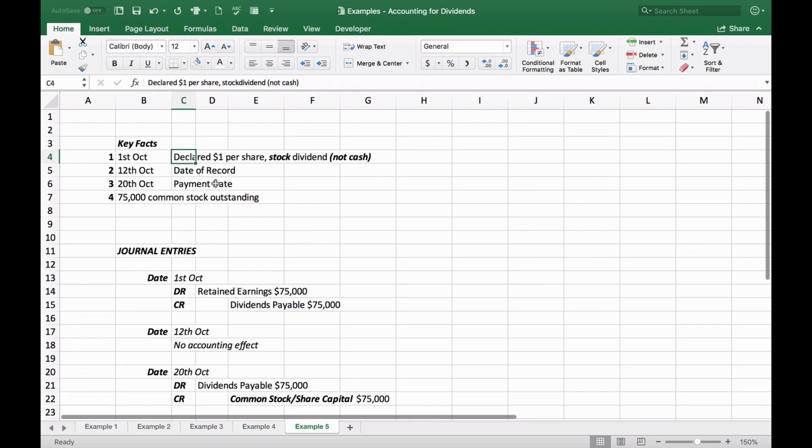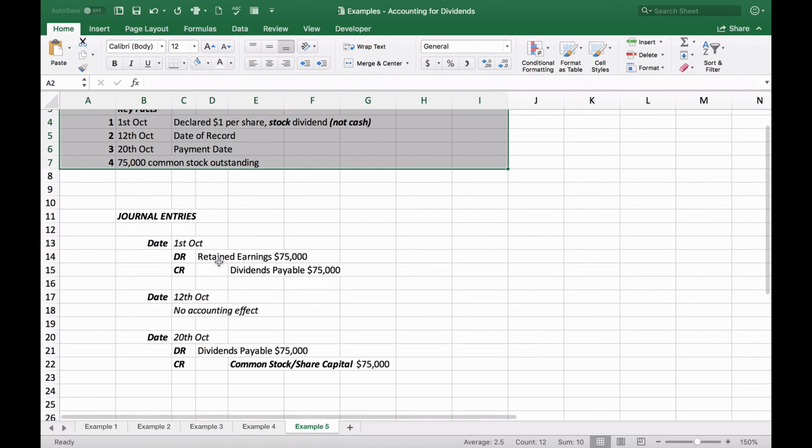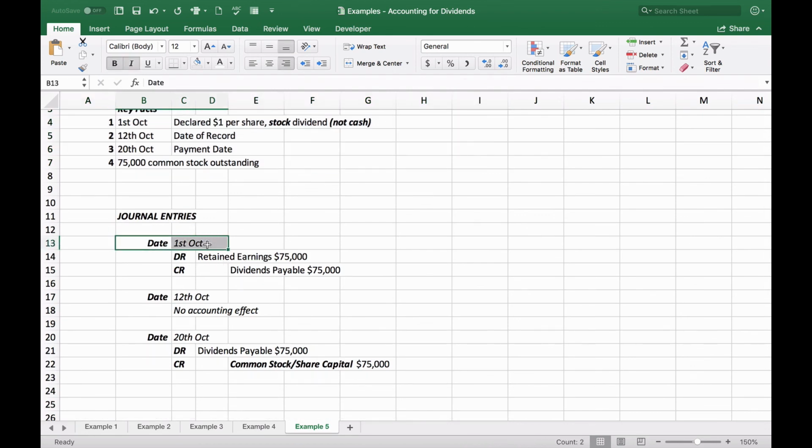So here we go. Okay, so here we are in example 5. Now the key facts are identical to example 1. Instead of a cash dividend though, it's a stock dividend. And as you'll see, the journal entry is very, very similar. So the 1st of October, debit retained earnings 75,000, credit dividends payable 75,000. Remember from example 1, debit retained earnings $1 times 75,000 common stock outstanding, and credit the dividend liability $1 times 75,000 common stock outstanding. And on the payment date, this is the difference.